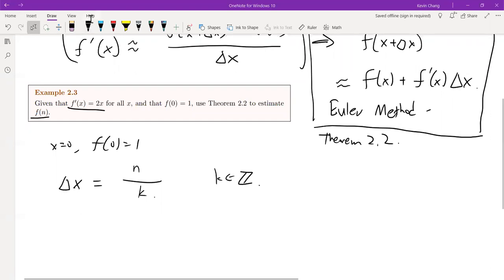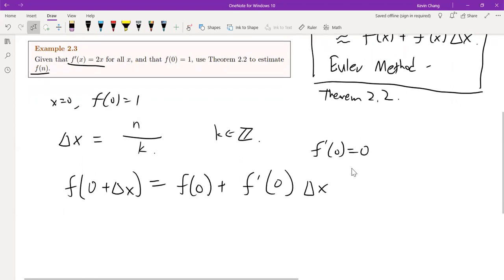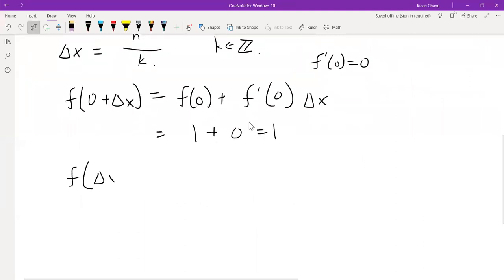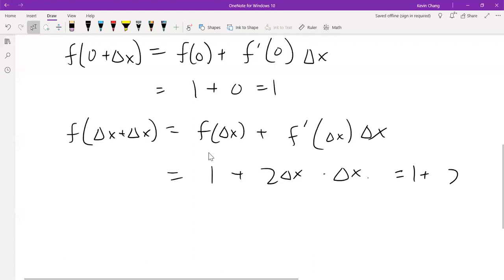Okay, looks good. So now we can first start. We can go f of 0 plus delta x is going to be equal to, let's plug that in from our Euler method here. It's going to be equal to f of 0 plus f prime of 0 times delta x. So f prime of 0, remember, f prime of x is equal to 2x, so f prime of 0 is equal to 0. And this is going to be equal to 1 plus 0 times delta x, which is equal to 1. Now, if we do this again, f of delta x plus delta x is equal to f of delta x plus f prime of delta x this time times delta x. And this is going to be equal to, remember, f of delta x right here is equal to 1, plus 2 delta x times delta x. And this will simplify to 1 plus 2 delta x squared.